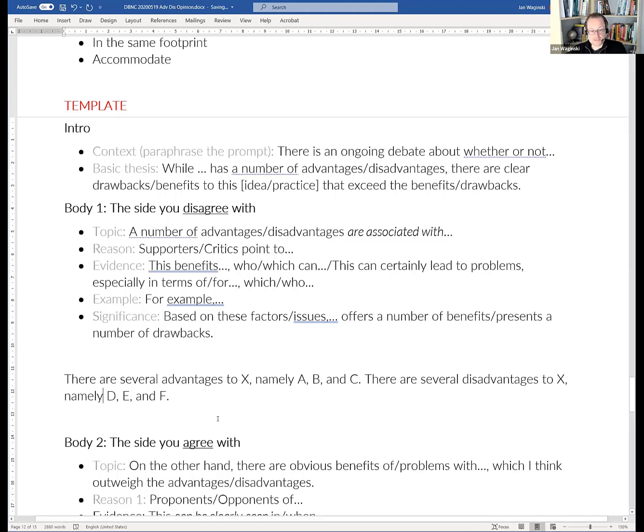There are several advantages to X, namely A, B, and C. There are several disadvantages to X, namely D, E, and F. This is what you had. Yes, but you need something in here. This is a very abrupt transition from the first sentence to the second. Just like with yours, you're talking about paragraphs, but it's the same issue with sentences. Okay, you've got to put the transition in there.